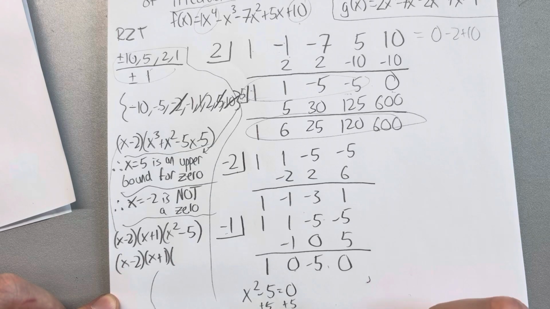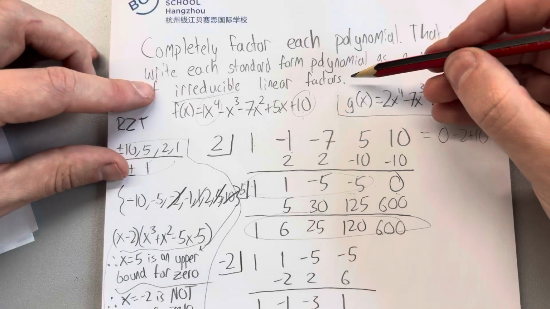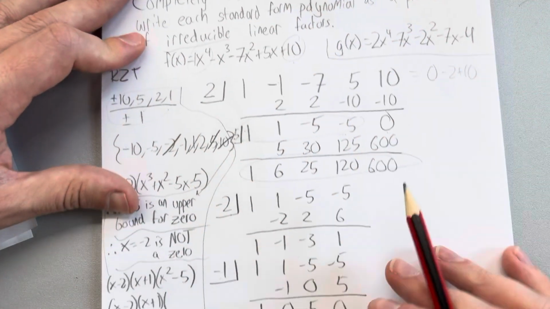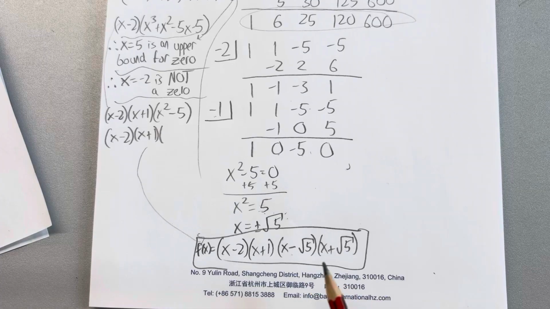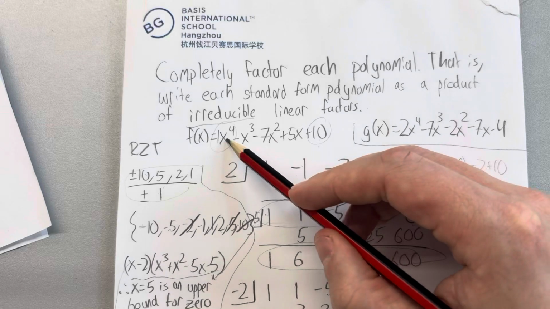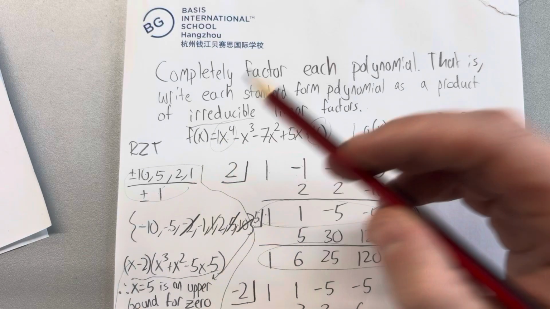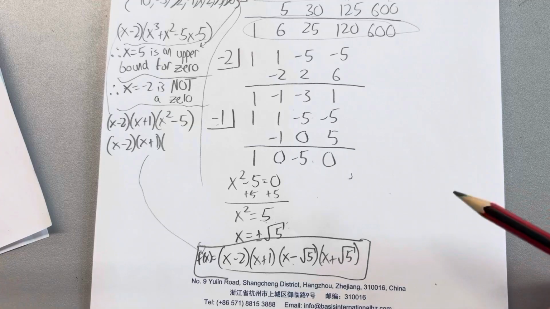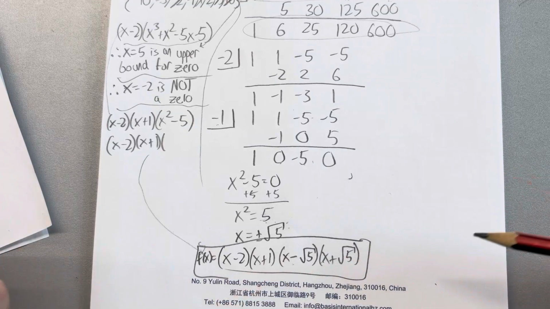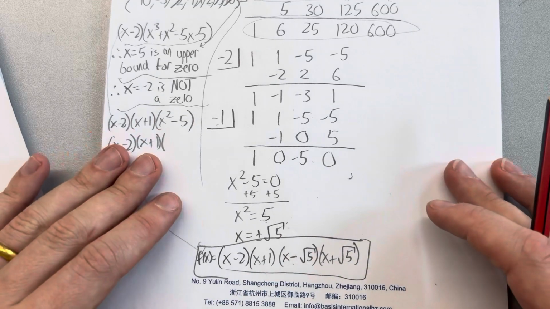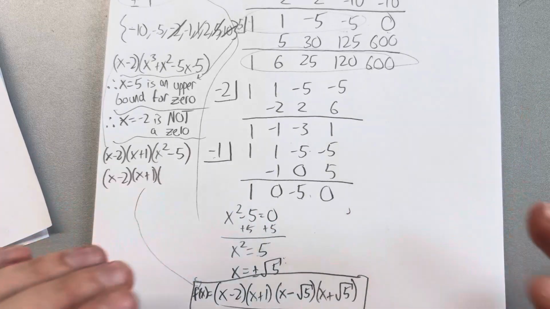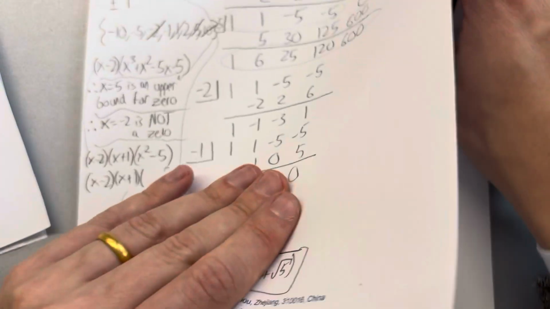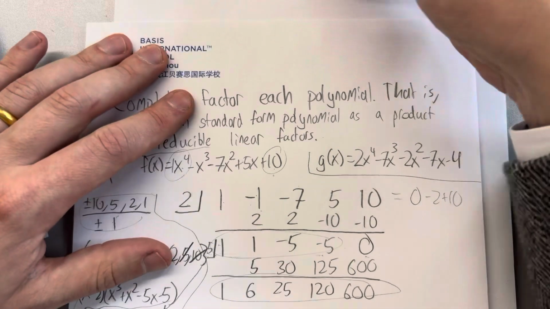That's our final answer because we've achieved the goal, and I should write f of x equals that. We've written f of x as a product of irreducible linear factors. Let's break that down. Are these linear factors? Yes, because it's x, x, x, x. 4 linear factors equal a 4th degree polynomial. And it's irreducible. Irreducible means we cannot break it down anymore. I'll probably have to explain that later with another example. But that's it. Let's go to the next one. And then in this very long video, I'll come back and explain later.